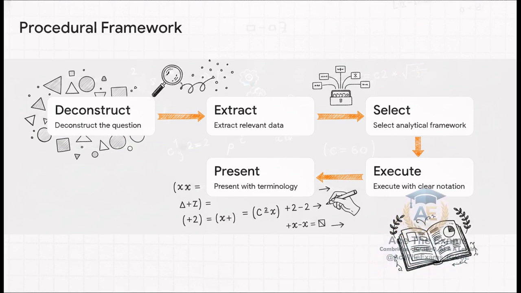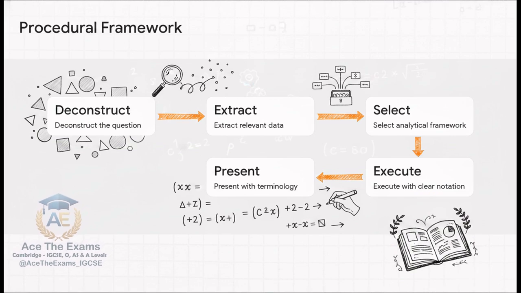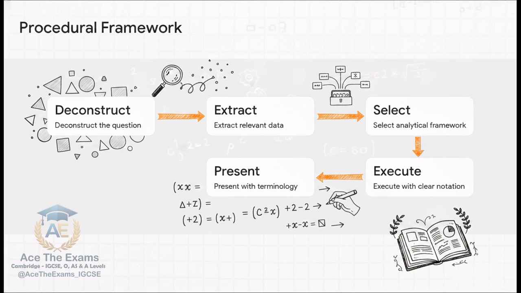Step 4, execute that with crystal clear notation. And step 5, present your information using correct terminology. You've got to follow these strict conventions. Things like proper headings and clear annotations aren't just nice to have. They are an absolute requirement for drawing evidence-based conclusions.